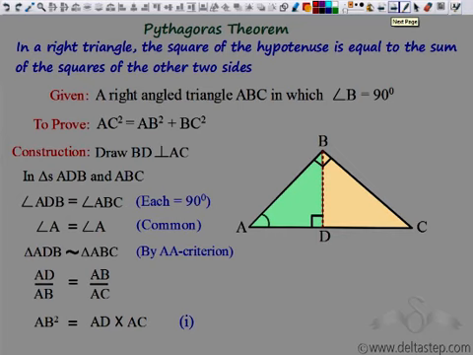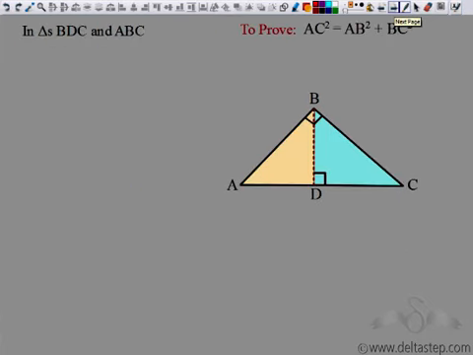Now we've already found what AB square is. The next thing would be to find BC square. So we want to prove that AC square is equal to AB square plus BC square. Earlier we looked at this triangle with the bigger triangle ABC. Now let's look at triangle BDC and the bigger triangle ABC. Since BD was perpendicular to AC, again angle BDC is 90 degrees. Also angle ABC is 90 degrees. This is given to us.